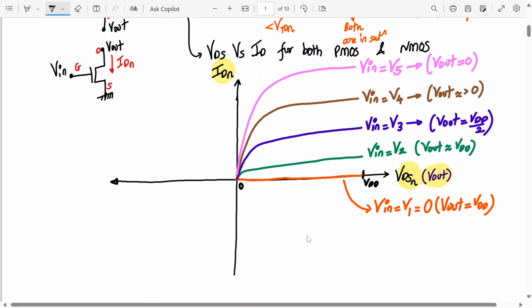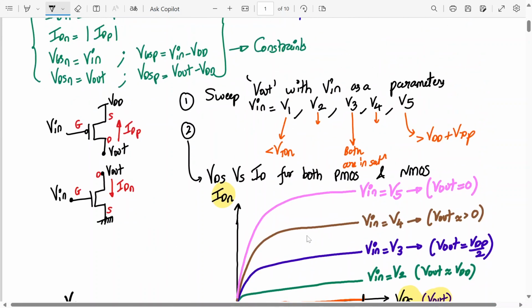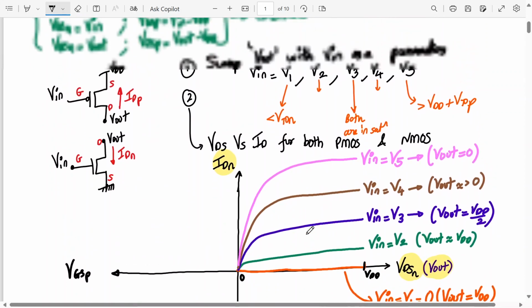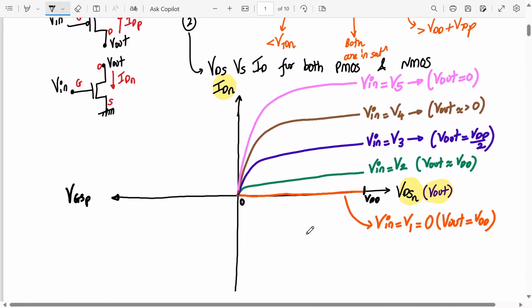And what about this point? This point we call VGSP. Now can you tell me what is VGSP? VGSP is V in minus VDD. So the graph will almost be reversed, and this will be IDP.